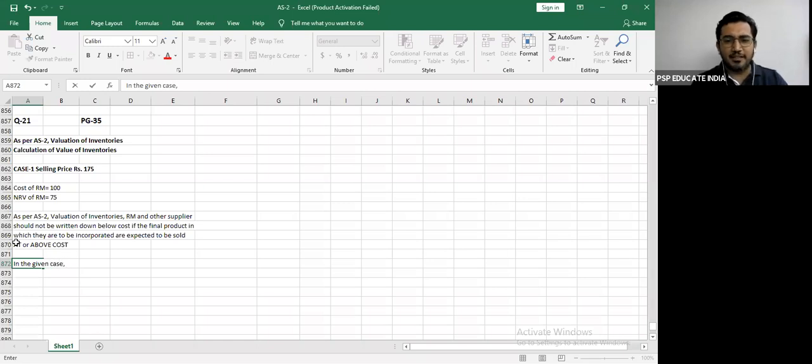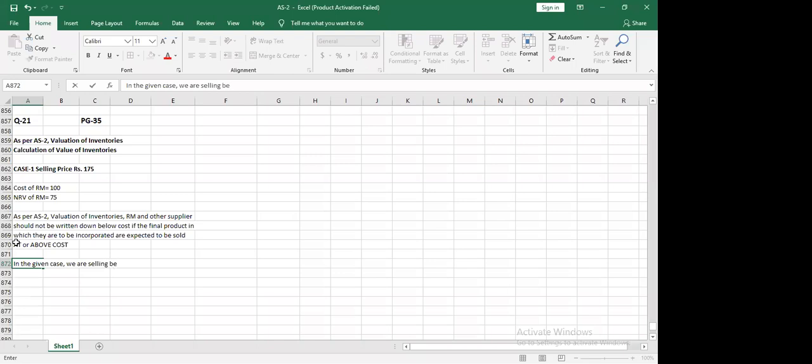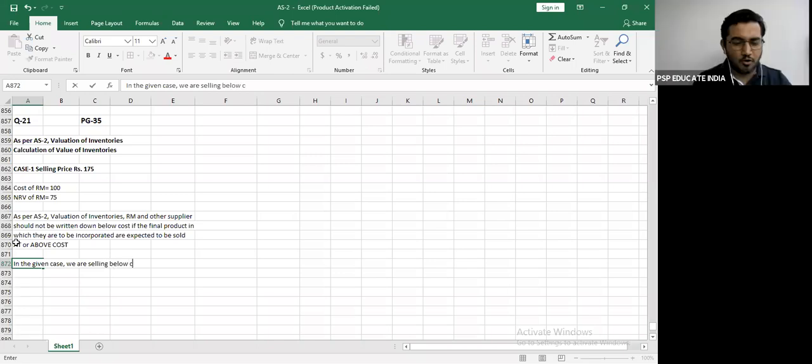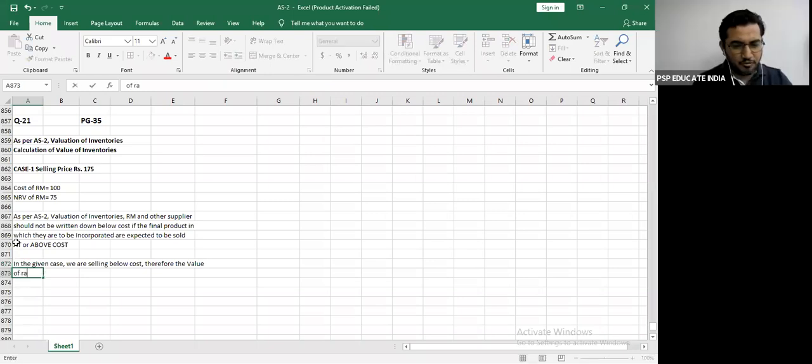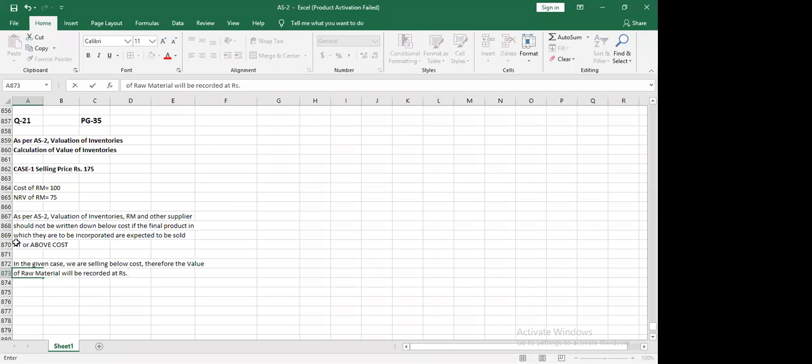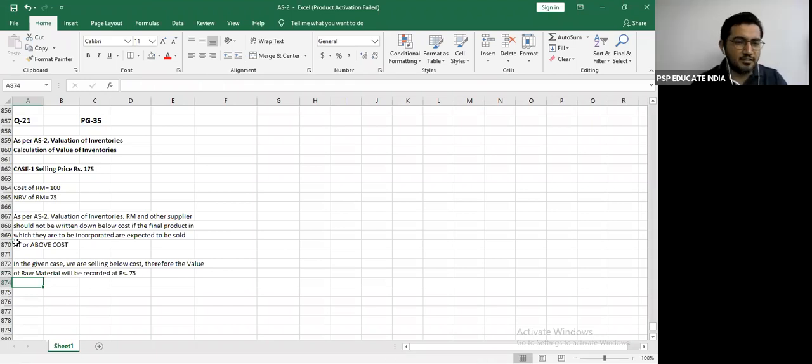Tell me what is happening in the given case. We are selling at below cost. Okay, therefore we record at the value whichever is lower of raw material. It will be recorded at what value? Rupees 75. Okay, very good. Chalo, first part of the question is done.